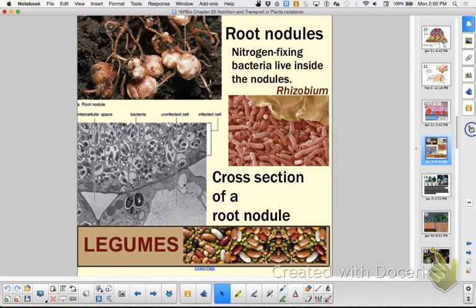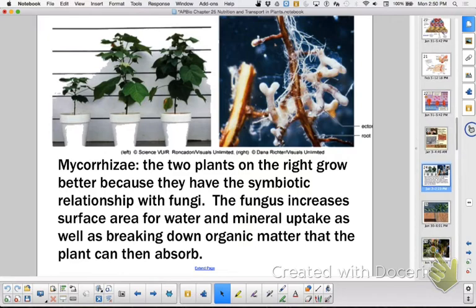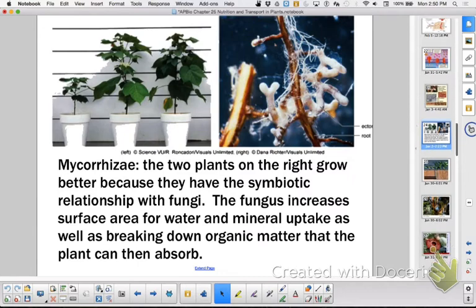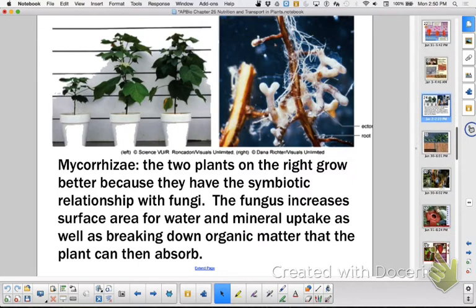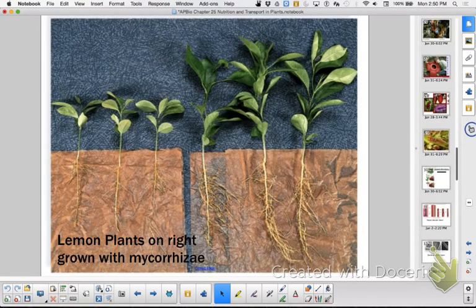So we talked already about nitrogen-fixing bacteria in the root nodules. We talked about mycorrhizae, an association with a fungus to increase some mineral uptake and definitely water absorption. Both of these, bacteria and fungi, are paid back with sugars. And we don't need to know about parasitic plants.